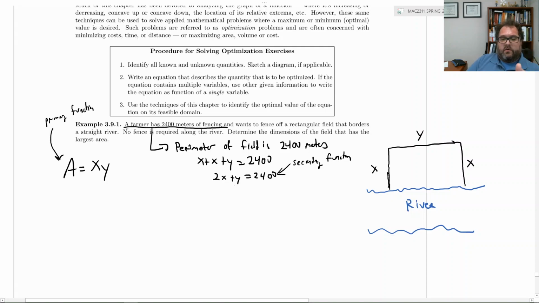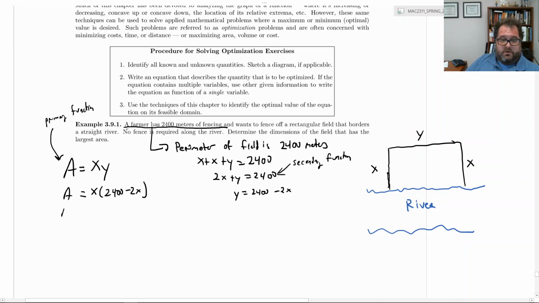Why? Because if 2x plus y is 2400, we could say that y equals 2400 minus 2x. Now going back over here for our area, we could say area equals x times y, but we know y is 2400 minus 2x. And now we have an area function in terms of x only. We can differentiate, find critical values, and find local extrema using the techniques that we're used to from the previous parts of this chapter.